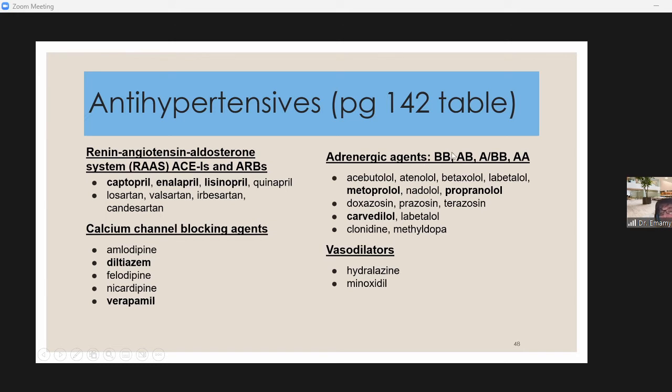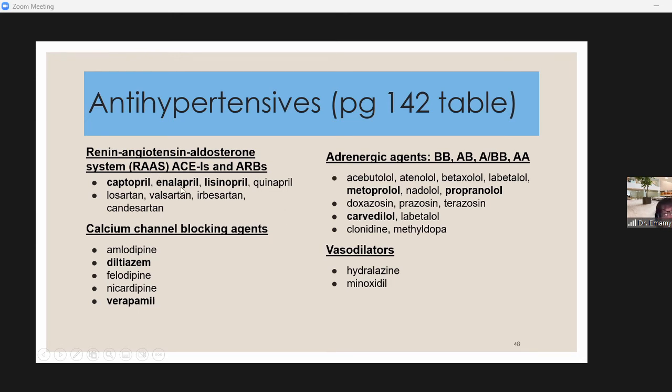And vasodilators like hydralazine, which you give to a pregnant woman who has hypertension. During pregnancy, hydralazine is the safest. Now, for each of them, for example, captopril, enalapril, lisinopril: whenever you see the suffix -pril, it's an ACE inhibitor, angiotensin converting enzyme inhibitor. When you see the suffix -sartan, like losartan, this is an angiotensin receptor blocker.